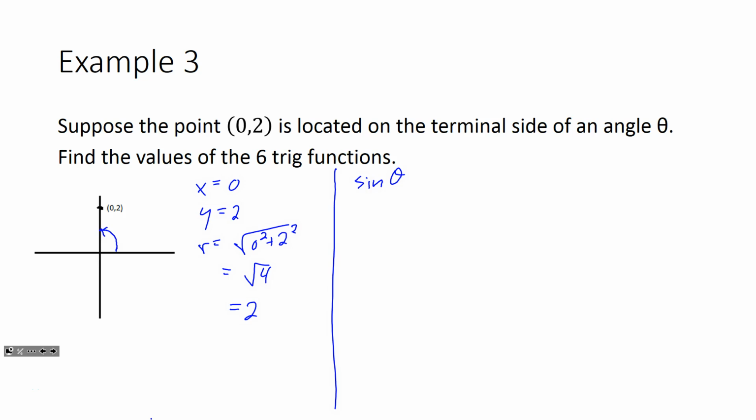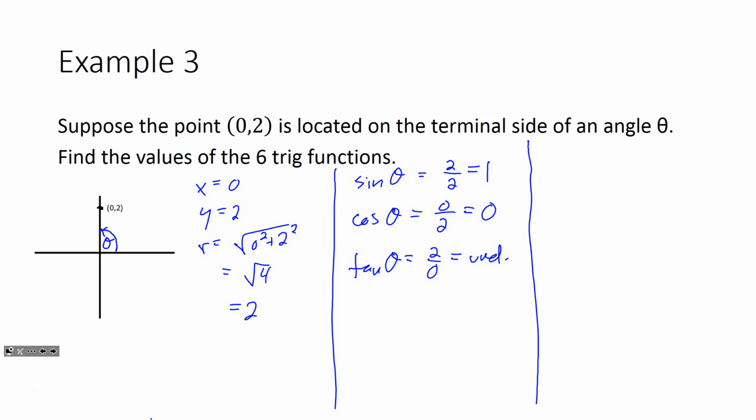The sine of theta would be equal to y, which is 2, over r, which is 2, and that would be 1. The cosine of theta would equal x, which is 0, over r, which is 2, and that will equal 0. And the tangent of theta will equal y over x. And notice that will be undefined. There is no tangent for that angle theta.